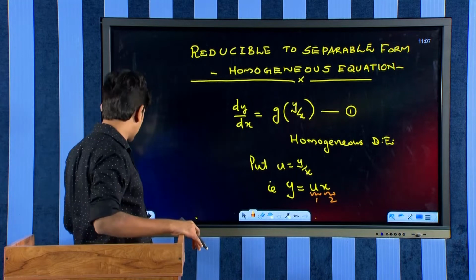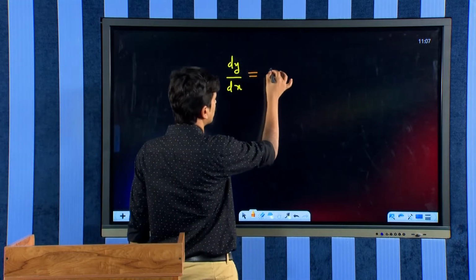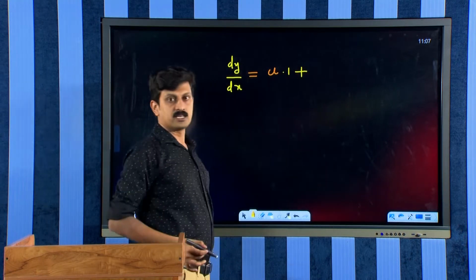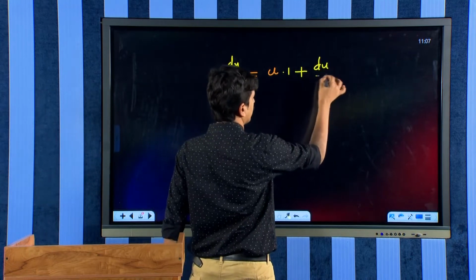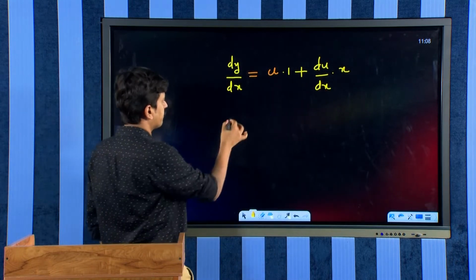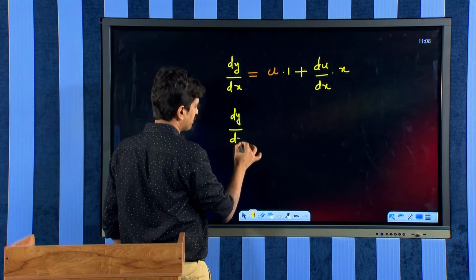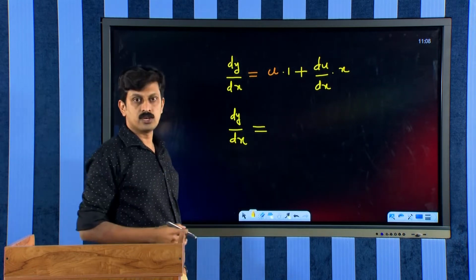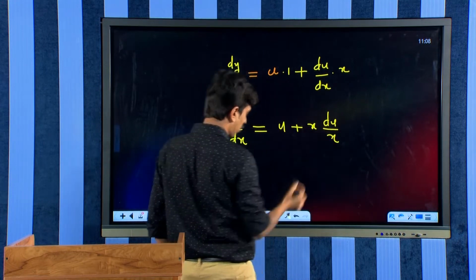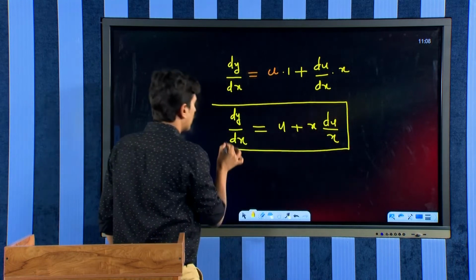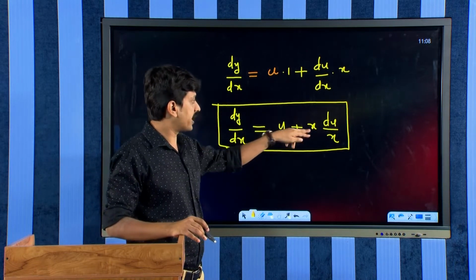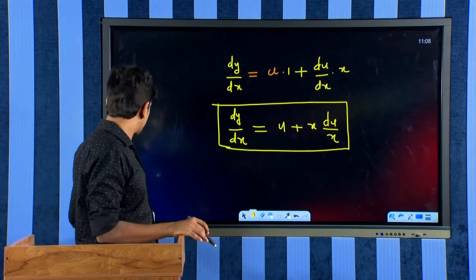So, we differentiate: dy by dx is equal to the first function u into the derivative of x, that is 1, plus u dash, that is du by dx, the derivative of the first function, into the second function x. So, we will have dy by dx is equal to u plus x into du by dx. So, we found a substitution for dy by dx, that is u plus x into du by dx.